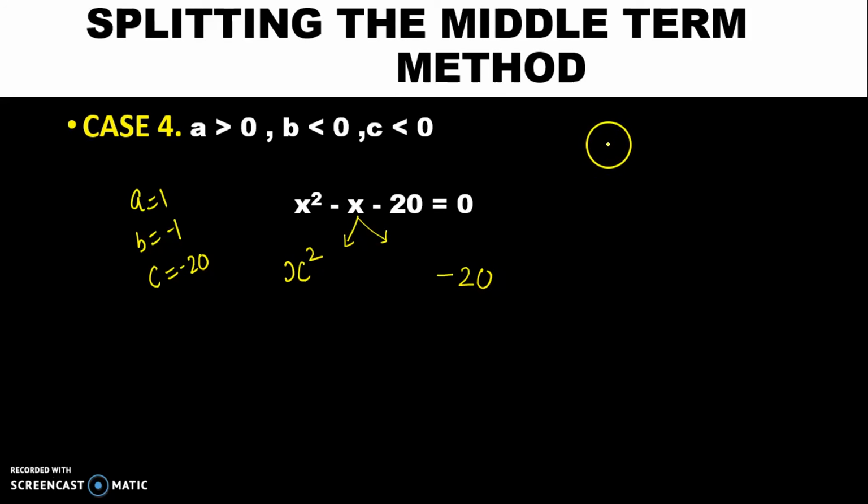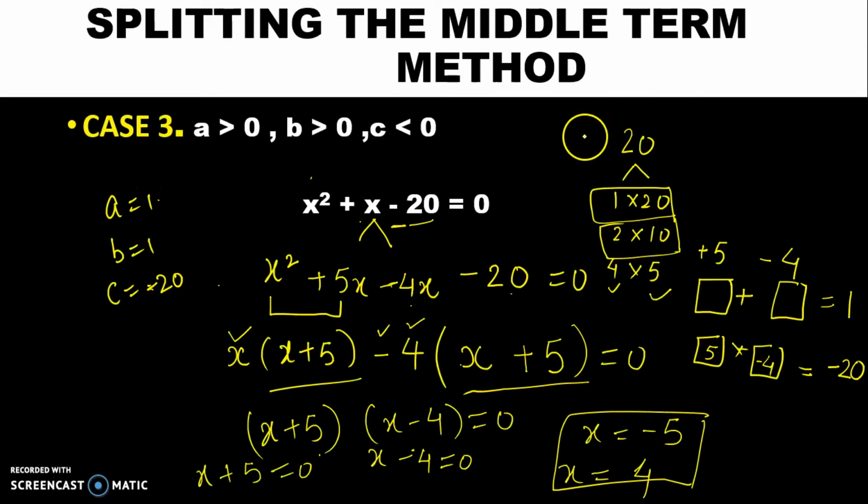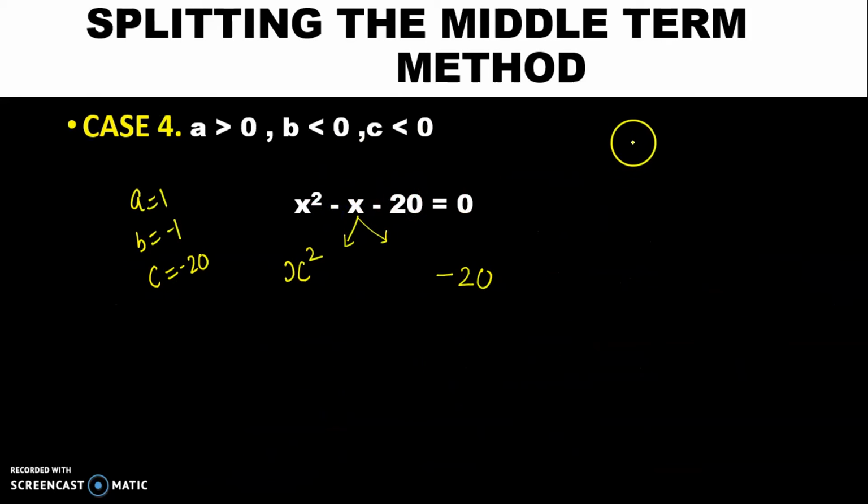Again, as we did in previous case, if you see, in this case and previous case, only this sign is changed. So, again, factors of 20 are 1 and 20, 2 tens are 20, 4 fives are 20, right? Now, 1 and 20 cannot be added or subtracted to get coefficient of x, that is minus 1. Likewise, 2 and 10 cannot be added or subtracted to get minus 1, but we have 4 and 5. We can subtract them to get minus 1.